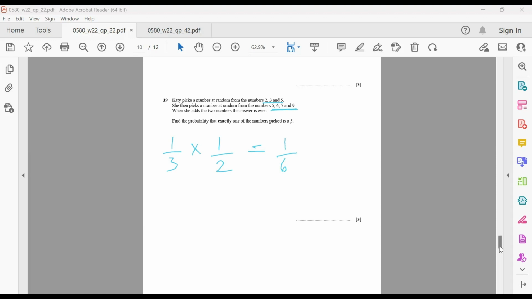Then we see the case where she picks a 5 from the second set. So that is 1 upon 4 into, and she has to pick a 3 from the first set, 1 upon 3, which is 1 upon 12. So when you add the two, 1 upon 6 and 1 upon 12, you get, I'm not too sure, maybe it's right, maybe it's wrong. Okay, so it seems like there's a slight error in the working somewhere. That's no problem. We can just try again.